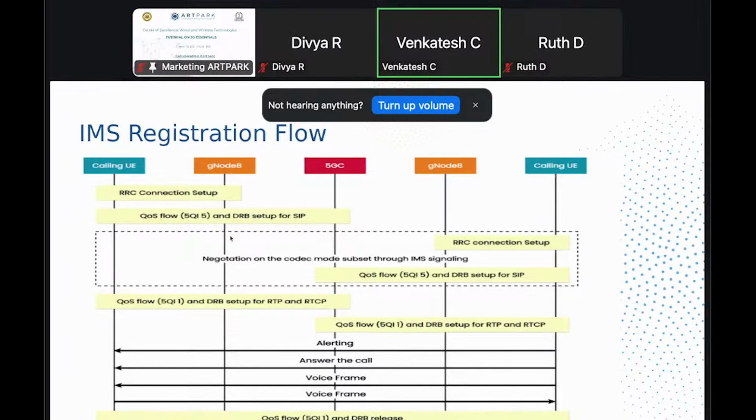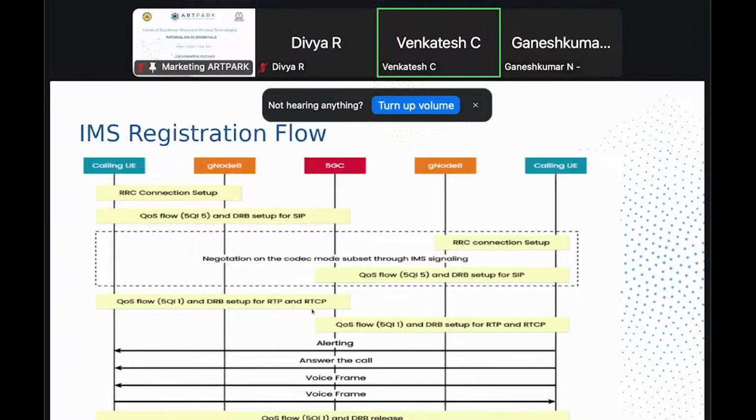In this block you can see the IMS signaling and codec negotiation. The IMS system performs the codec negotiation to determine the optimal codec for voice transmission. This is done through the SIP signaling. Once the codec negotiation is complete, another QoS flow, 5QI 1, is set up for the RTP media flow.